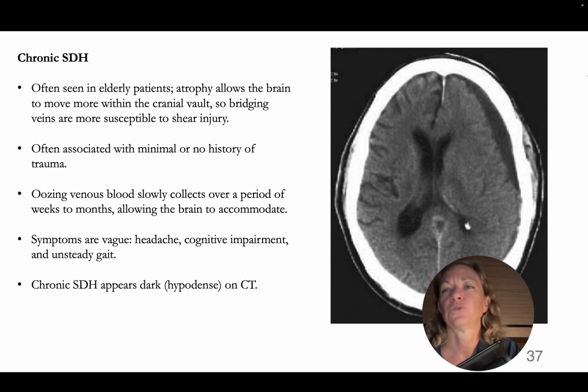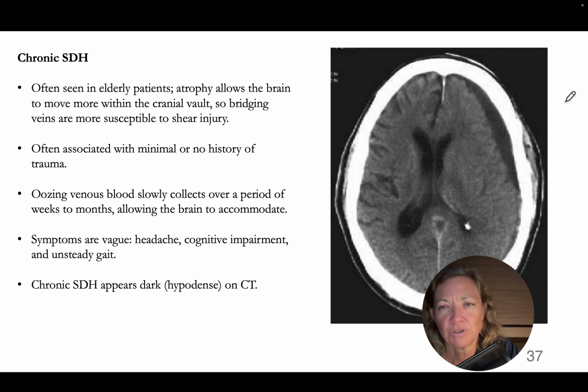So here we're looking at a chronic subdural hematoma, and this is a common situation in older patients. As we age, our brain atrophies, another depressing consequence of aging. And this atrophy allows the brain to move more within the cranial vault. And that means those little delicate bridging veins are more susceptible to shear injury.